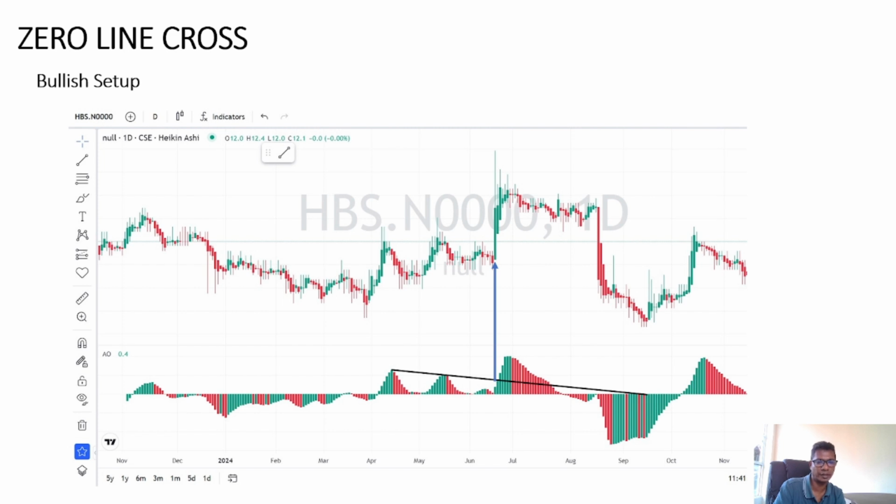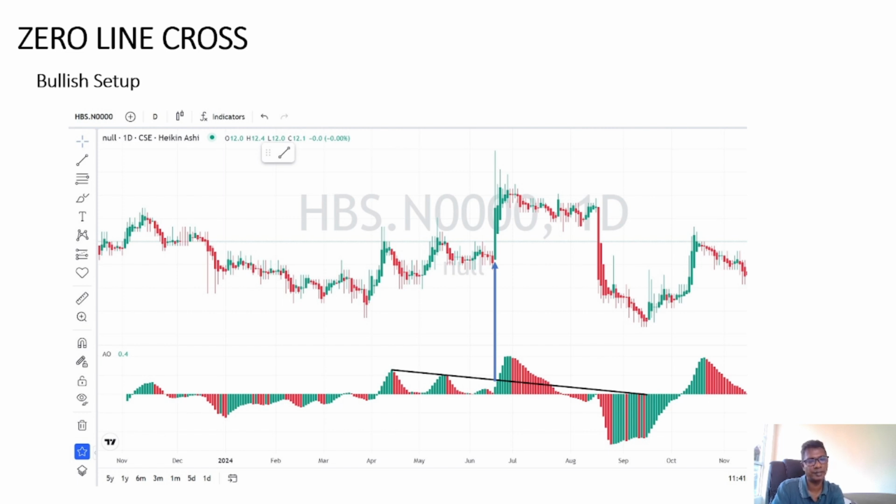Before it crossed the zero line, I can identify some green bars where this sloping line first crosses. At the first point, this sloping line crosses the green histogram. That is the point. At that point, I have highlighted arrows up to the market price chart. You can see the exact point where you can get a very good benefit. That means the high uptrend where you can get benefited.